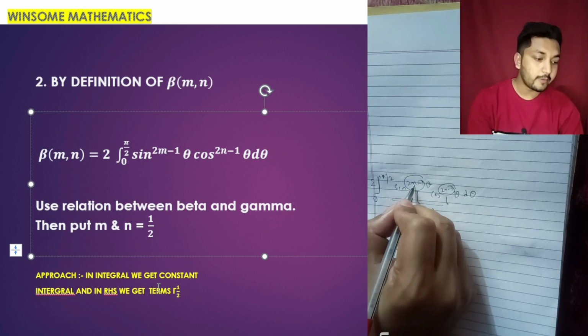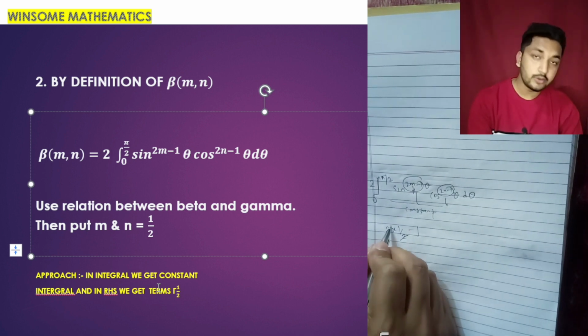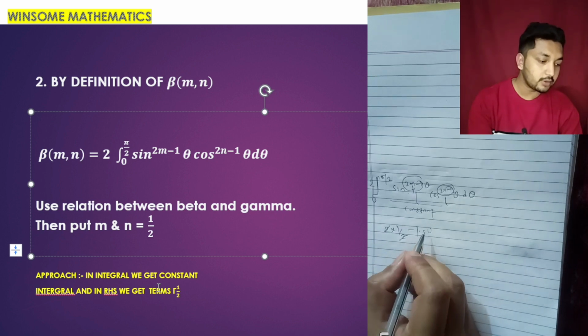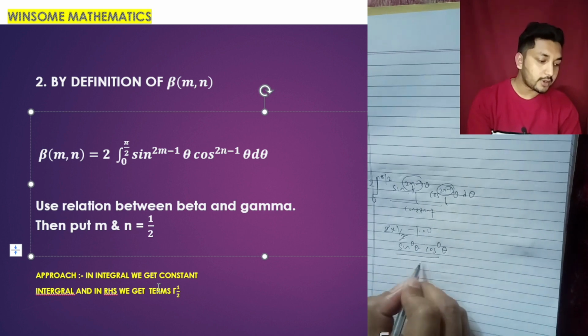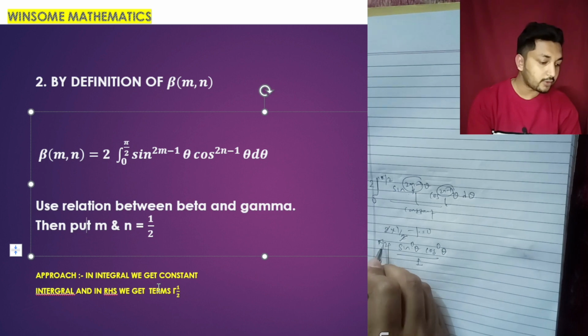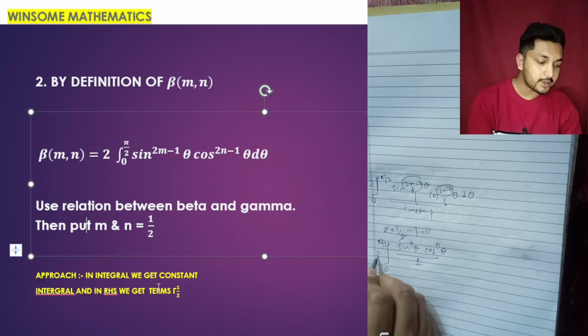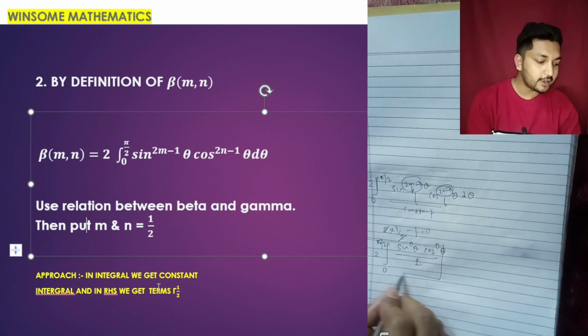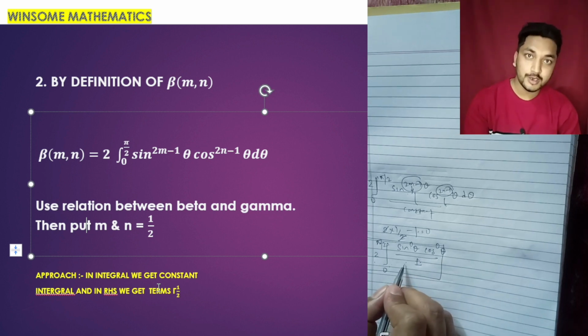Why? Because when we put m equal to 1 by 2, 2 into 1 by 2 minus 1: the 2 is cancelled with 2, so 1 minus 1 is equal to 0. So sine raised to power 0 theta, similarly cos raised to power 0 theta, so this is 1 into 1. Inside the integral we are getting 1 only, and the limit is 0 to pi by 2, and 2 is here. So this is our most basic integration. When we started the chapter of integration, we learned how to integrate 1. So we are getting the most fruitful term in the RHS, a constant integral.